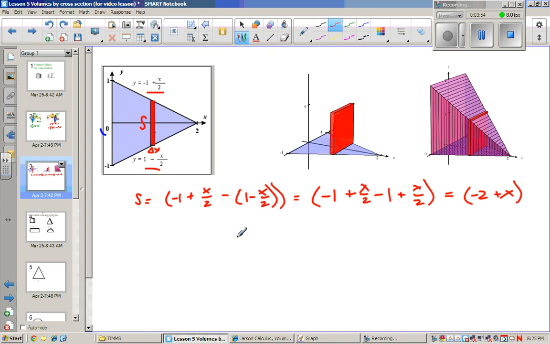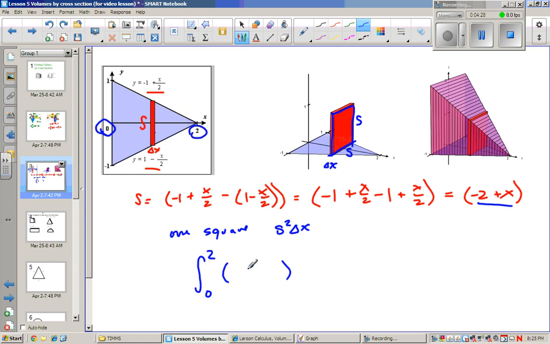Together it's 1x. Now we need a formula to work with this, and we see that we've got a square here. So for this square, we said the bottom is called S. That means its height's also going to be S. And we already said its thickness was delta x. So one square is going to be S squared delta x. But I want all of the squares. So when I want all of the squares, I've got my integral. I start here at 0, end at 2. So from 0 to 2, and that S squared is going to be that value, -2 plus x, squared dx, and I have written an integral that finds the volume of this figure right here.